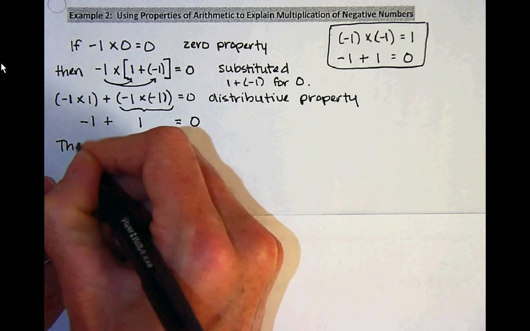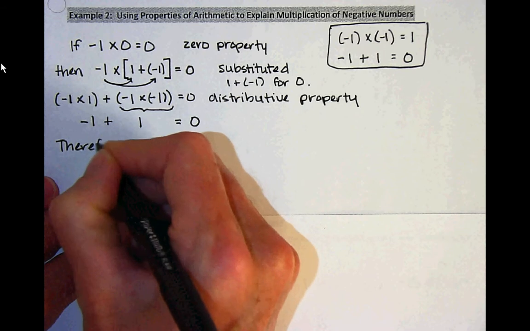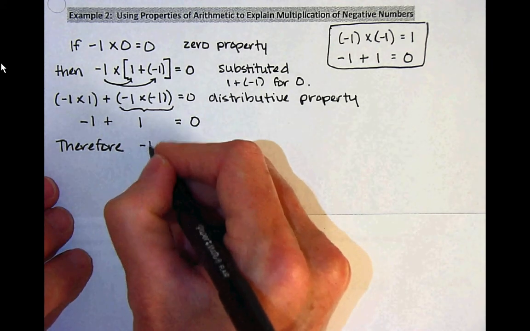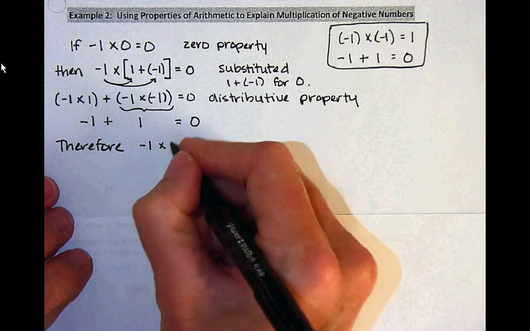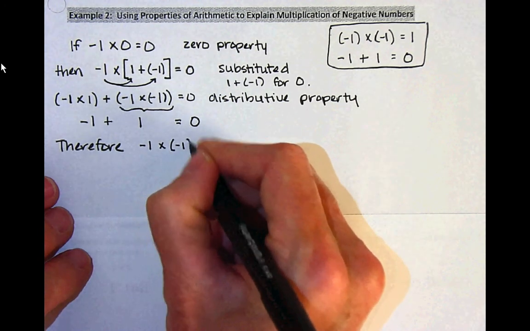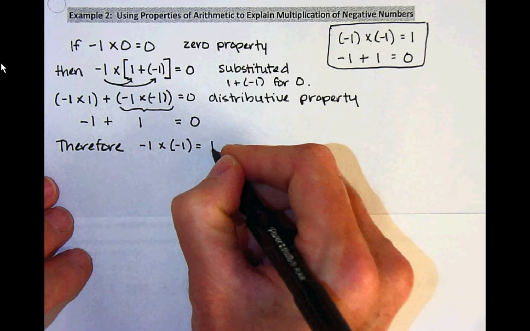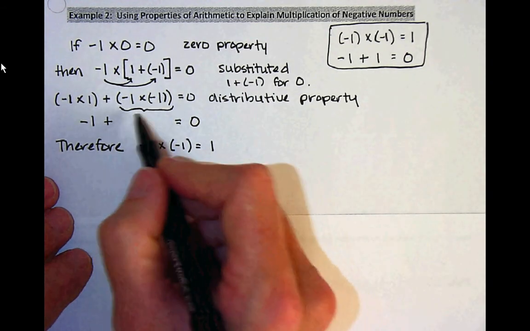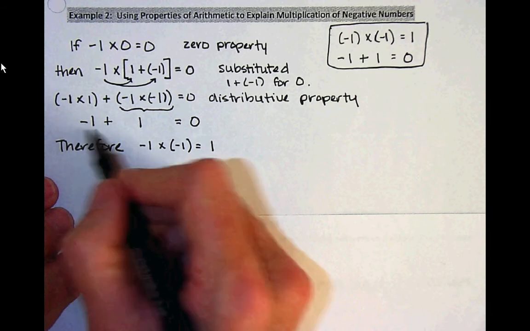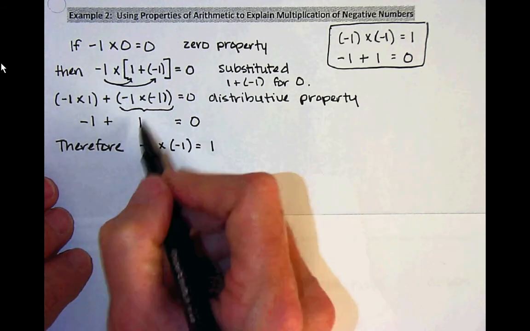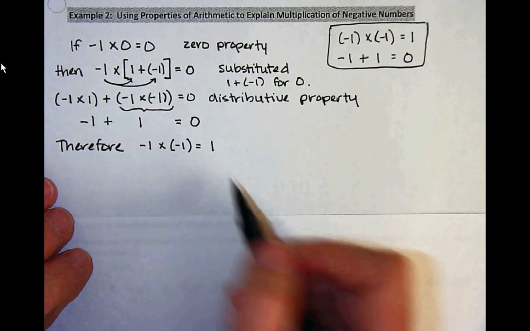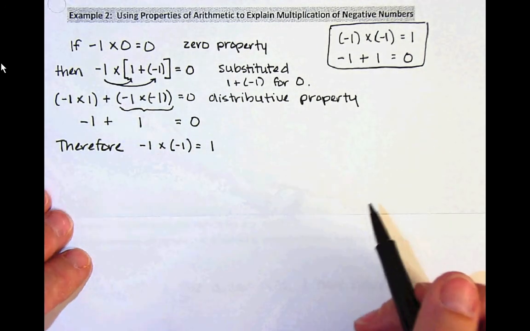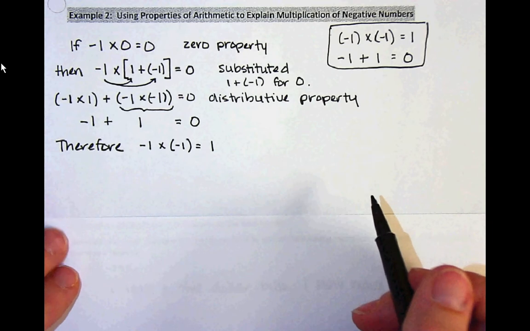So therefore, negative 1 times negative 1 is equal to a positive 1. All right? Because again, right here, this is the key. If I have negative 1 plus some number equals 0, well then that number has to be a positive 1. Therefore, negative 1 times negative 1 has to be a positive 1.